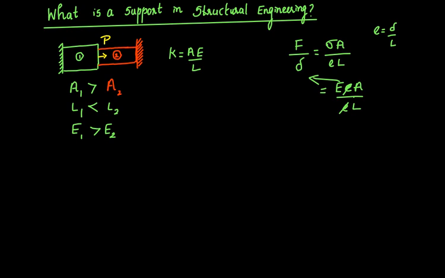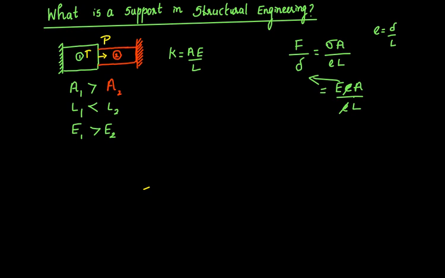Now, because you are going to apply the load right at the junction, the one that has got greater stiffness is going to take more load. Okay. The one that has got greater stiffness is going to take more load, which means that the load capital P is shared between elements 1 and 2.